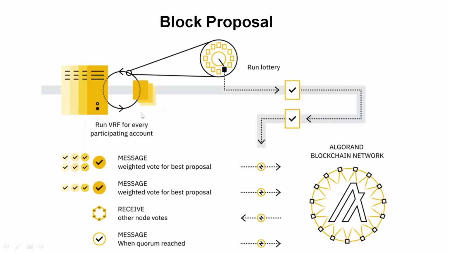Coming to the block proposal phase, here VRF is executed on every participating account. So what is meant by VRF here? VRF represents verifiable random function. Let me write it here. VRF indicates verifiable random function.